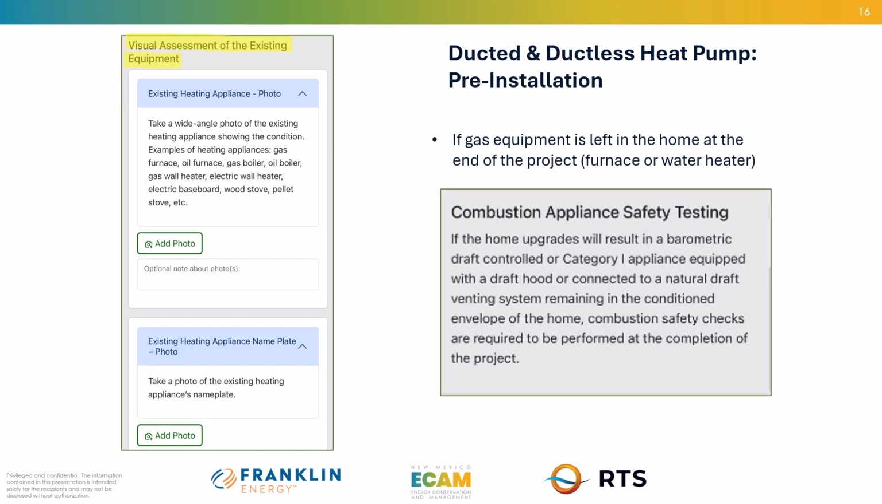If the ducts will be entirely replaced or the visual inspection found significant duct upgrades and repairs are necessary, make notes and skip performing a duct leakage test at this time. Combustion appliance safety testing may be required post-installation if the home upgrades will result in a barometric draft-controlled or Category 1 appliance, equipped with a draft hood or connected to a natural draft venting system remaining in the conditioned envelope of the home.